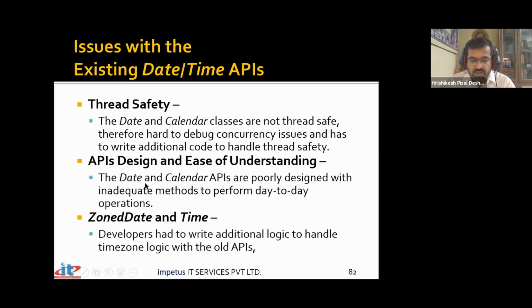The third is zoned date and time. Zone is something which is very important. Keep in mind, in today's world we are working in a connected kind of environment wherein your team may be placed at different places. Few members of your team may be in India, few in Georgia and few in the US.